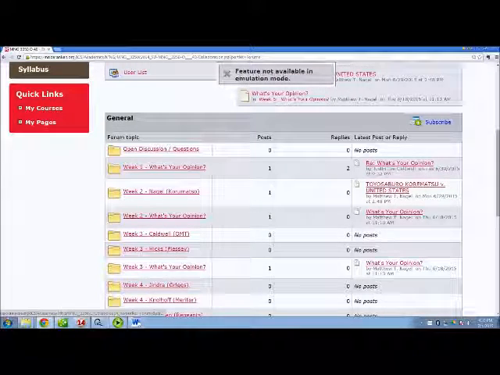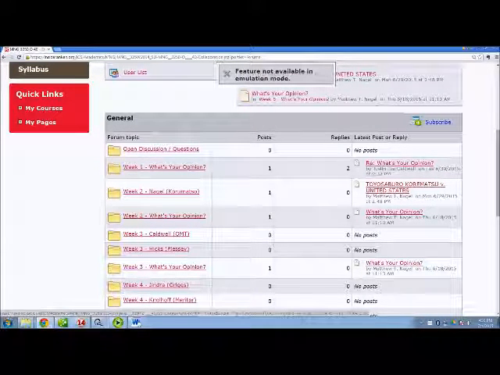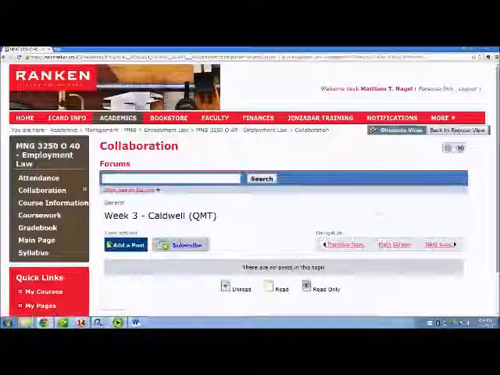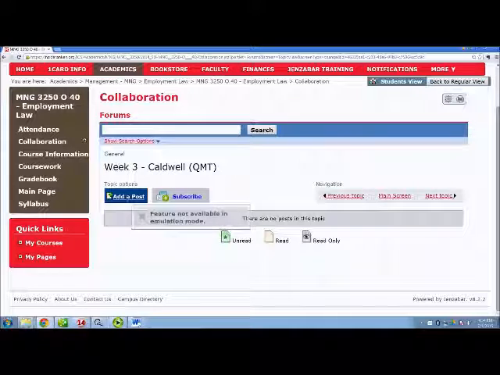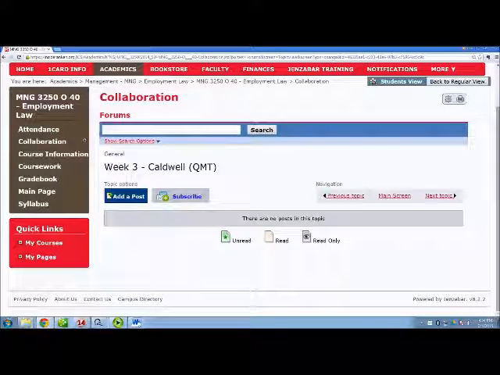So for example, Mr. Caldwell is going to read QMT. He's going to dissect it. Then he's going to post it. He's going to click on Add a Post, and then I would copy and paste this in. I would work on it in a Word document. You don't want to trust Inside Ranken or the Internet. And then come week 3, we're all going to read it, and we're going to comment on it.